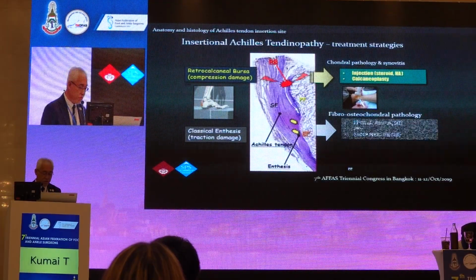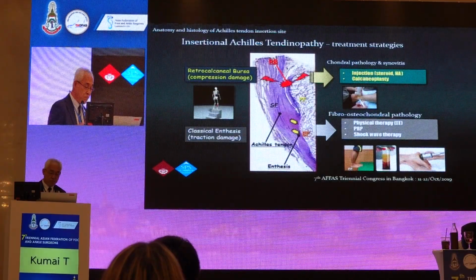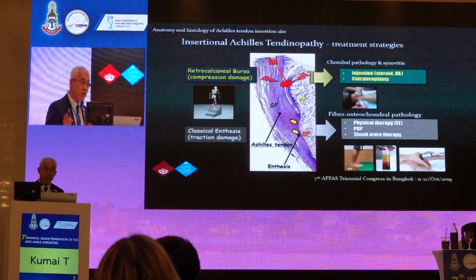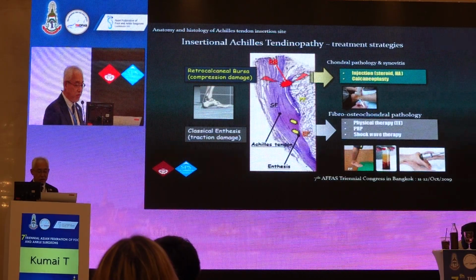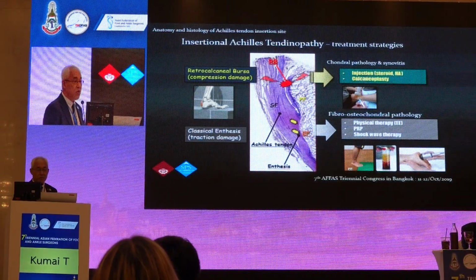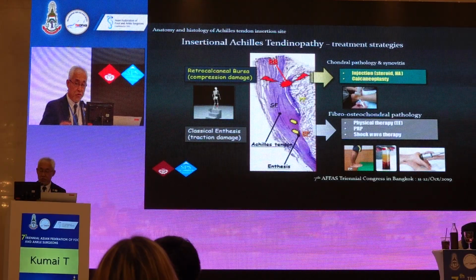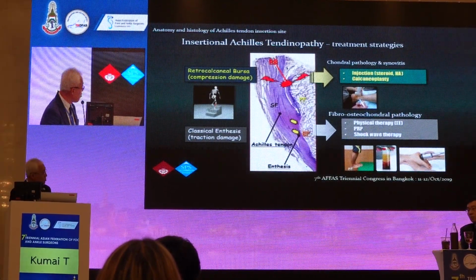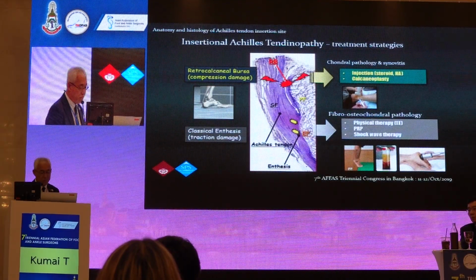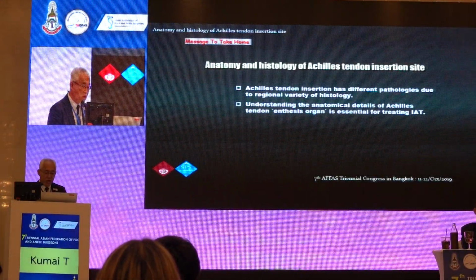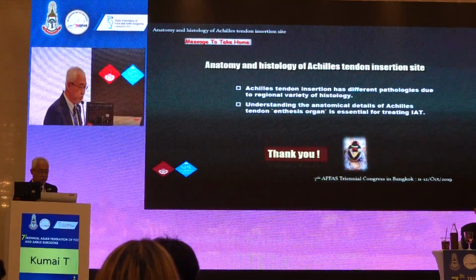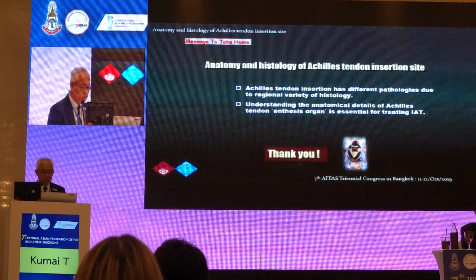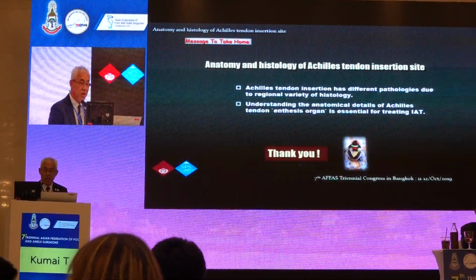At the classical enthesis, traction damage is the main pathology, including fibro-osteochondral pathology. So in order to reduce the traction force, physical therapy like eccentric exercise should be effective. And in order to enhance the repair of the damaged tissue, PRP and shockwave therapy might be very useful. So, the message to take home: Achilles tendon insertion has different pathologies due to the regional variety of histology. Understanding the anatomical details of the Achilles tendon enthesis organ is essential for treating insertional Achilles tendinopathy. Thank you very much.